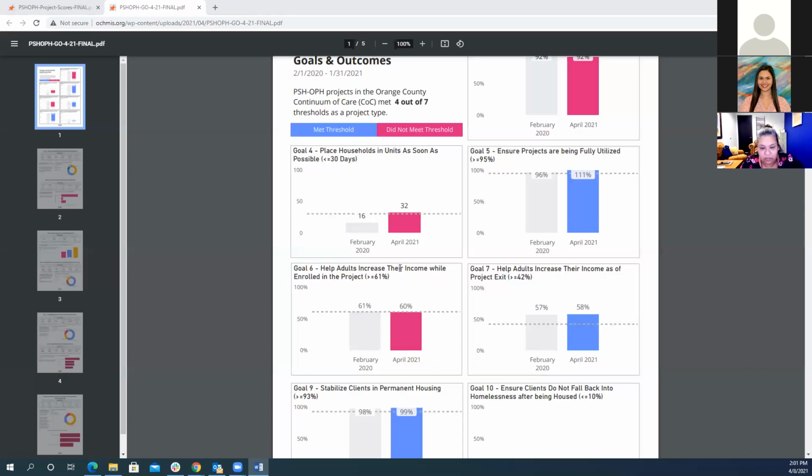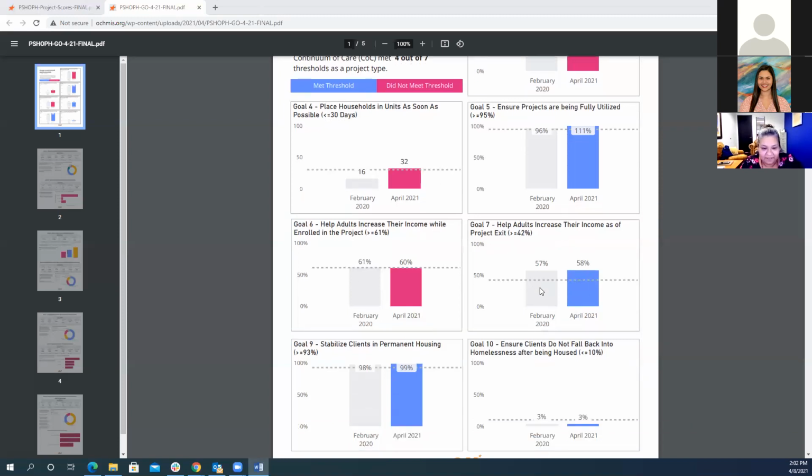Keep in mind that the COC board is only looking at the COC funded permanent supportive housing projects. And this goal here is including all PSH projects, not just those that are COC funded. So the average for the COC funded is actually a bit higher than this.